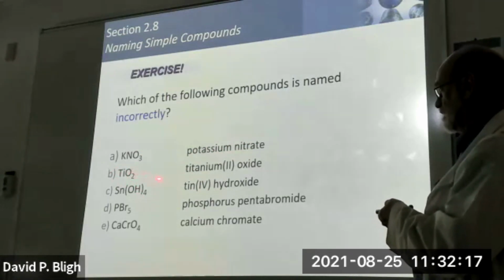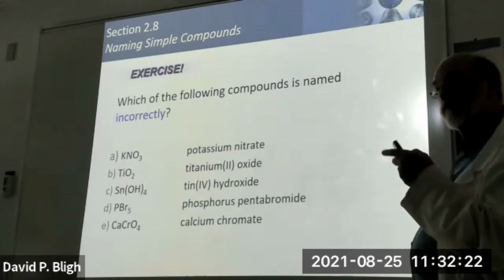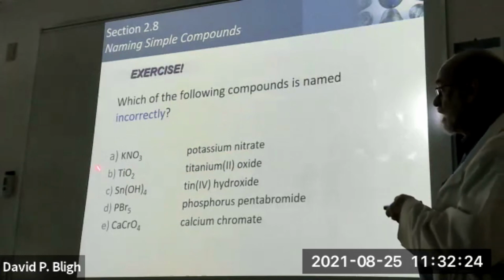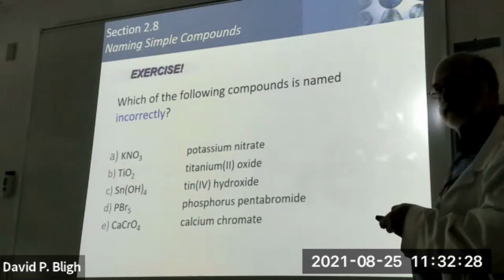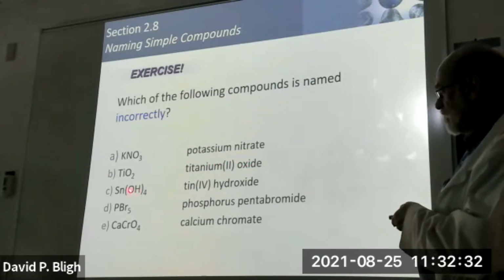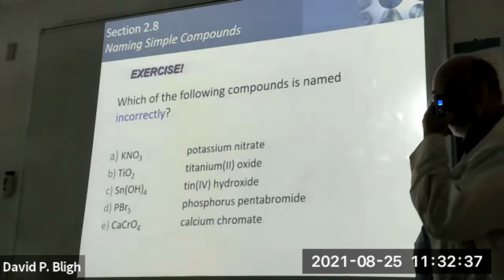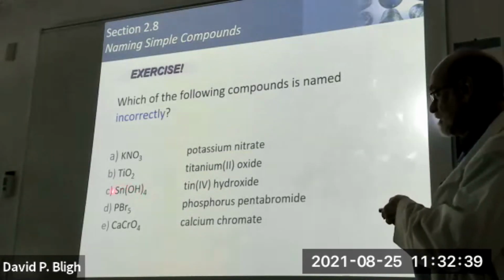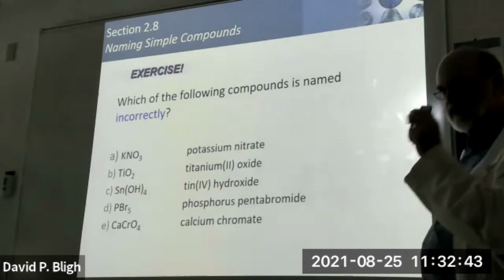Titanium and oxygen. Oxygen is -2, correct? So you have -4 total. Titanium is only 1 there, so it has to be +4. So that's wrong. How about this one? Hydroxide. It's always a -1, polyatomic. -4 total. Tin has to be +4. Tin for hydroxide, that's good.